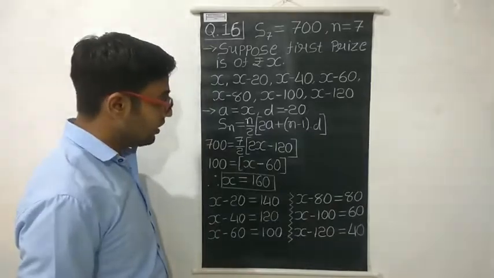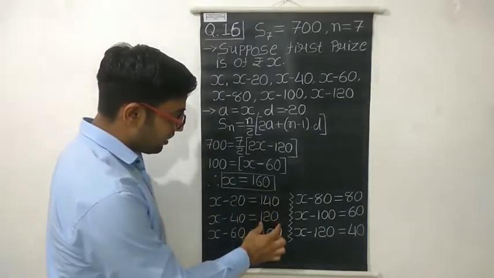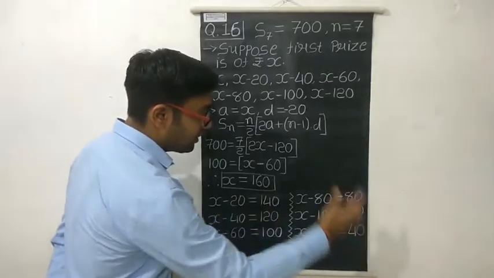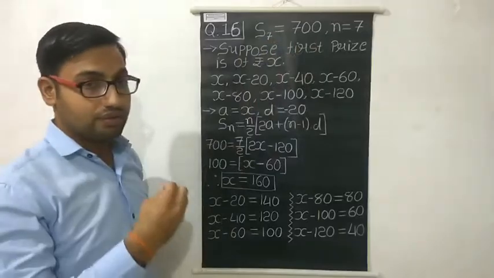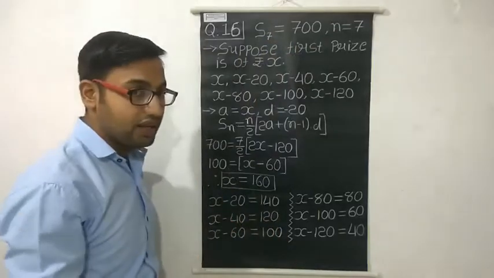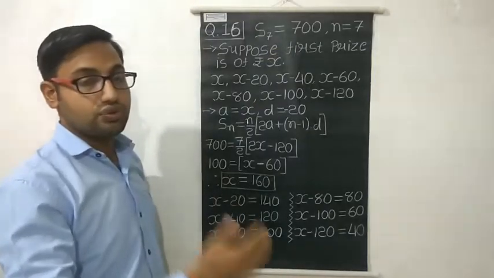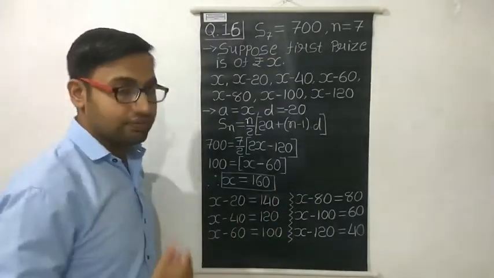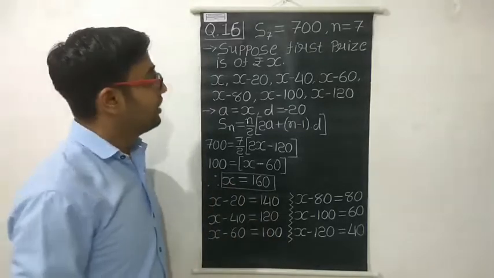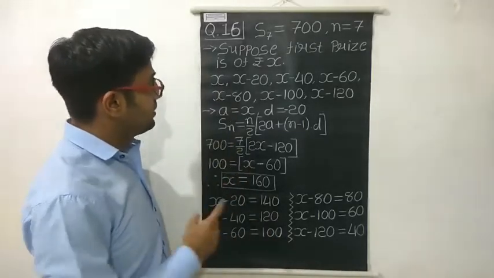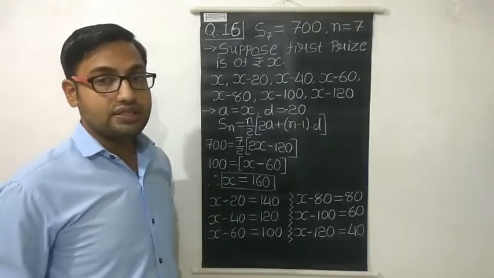So in this way, the prizes are 160, 140, 120, 100, 80, 60 and 40. So the total prize money of 700 rupees is divided in this way among all the 7 students according to their academic performance. Okay, so in this way we can solve this type of question. So this is all about this lecture.